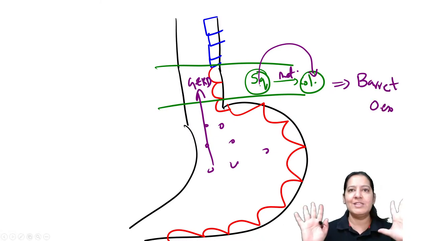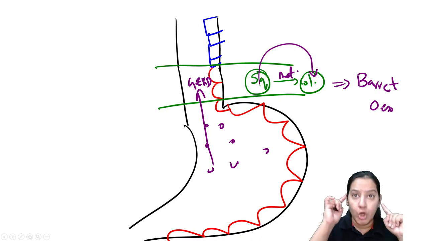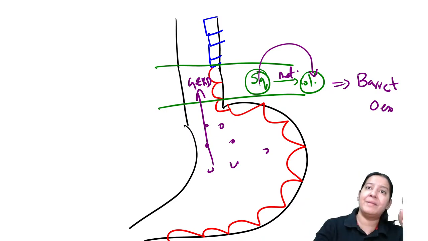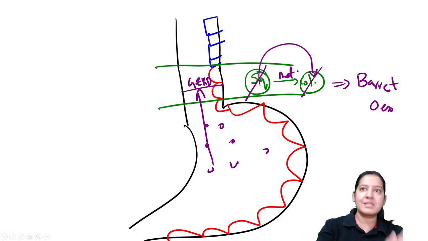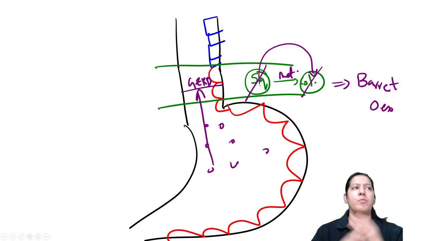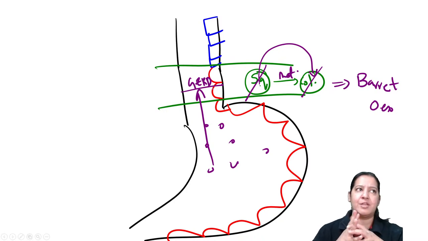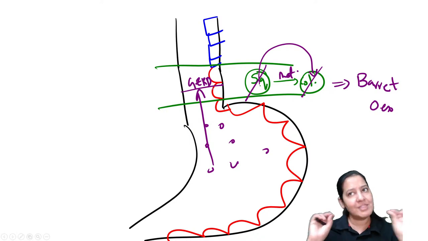So what is Barrett esophagus? In Barrett esophagus, in the lower esophagus, squamous epithelia is converted to columnar epithelia because of GERD. So GERD leads to Barrett esophagus. Yes, it is an intestinal metaplasia, Prerna, absolutely right. Basically, it is a metaplasia. So this is Barrett esophagus.